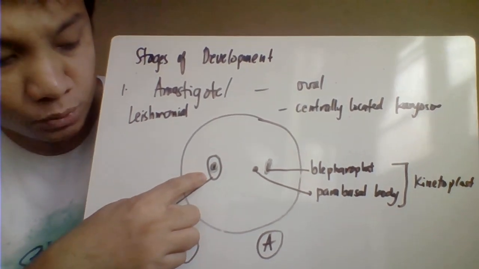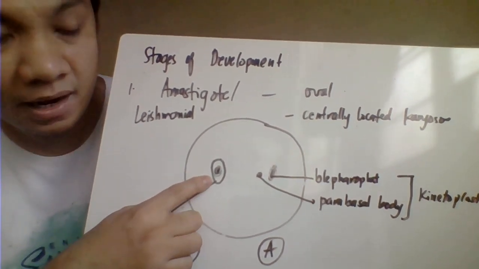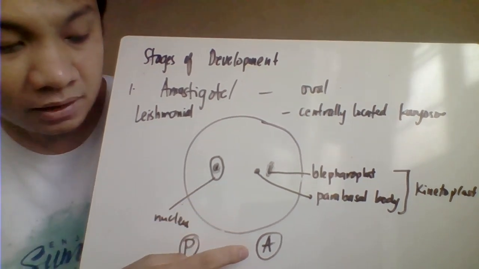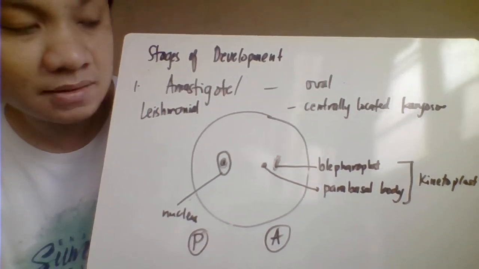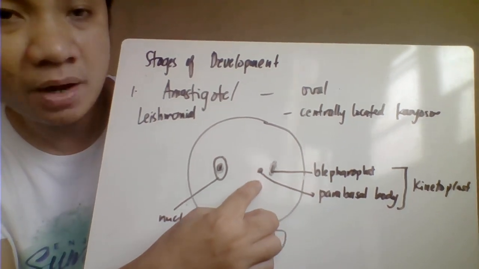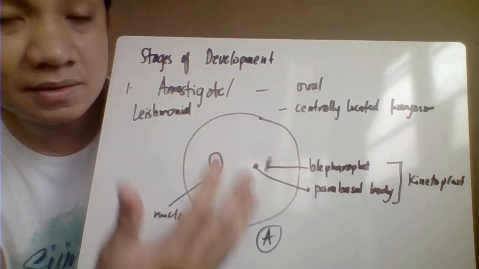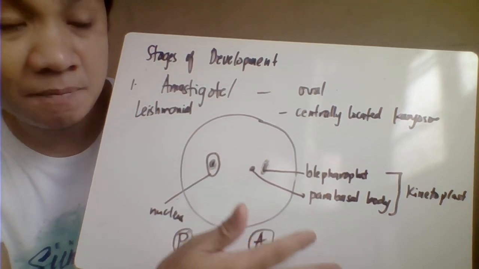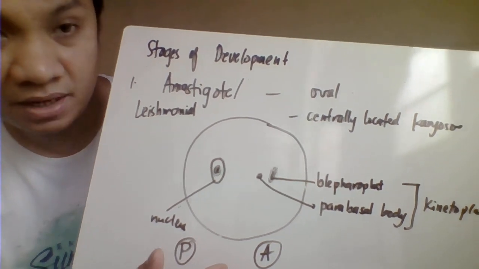We have here the nucleus. The nucleus is found in the posterior side, and it has a large, centrally located karyosome. On the anterior side, you see the kinetoplast. The kinetoplast is made up of the blepharoplast and the parabasal body. This is the stage where there is an absence of the flagellum or flagella, and an absence of the undulating membrane.